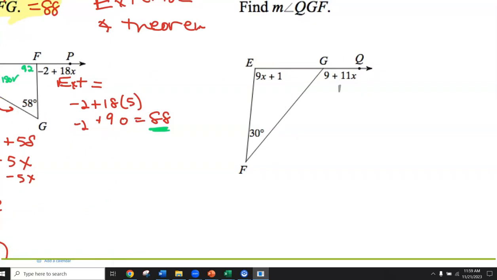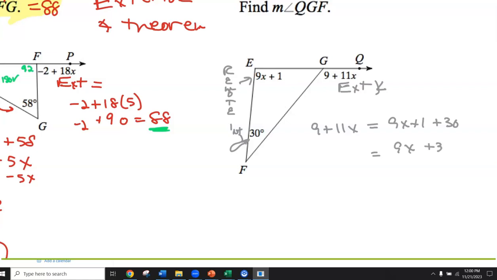Same problem type. Here's your exterior angle. Here's your remote interior. Okay, this one and this one. So set up your problem. 9 plus 11x, that's my exterior, equals the sum of my interior. So I have my remote interior, add like terms. That gives me 31 over here. 9 plus 11x equals 9x plus 31.